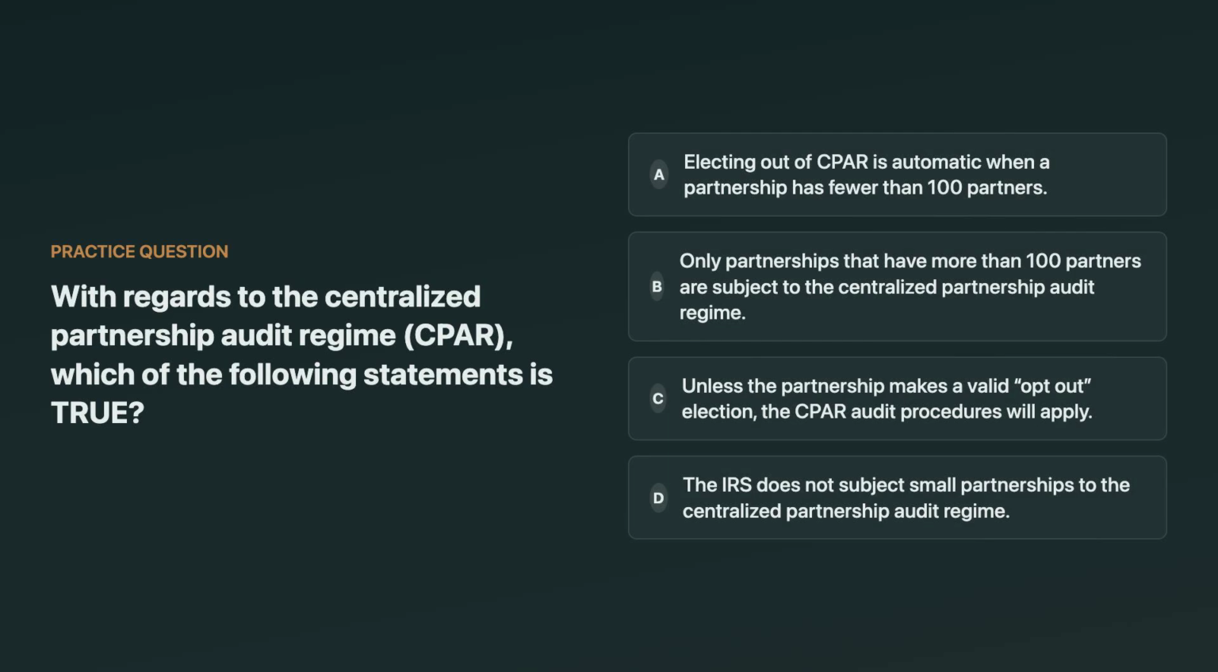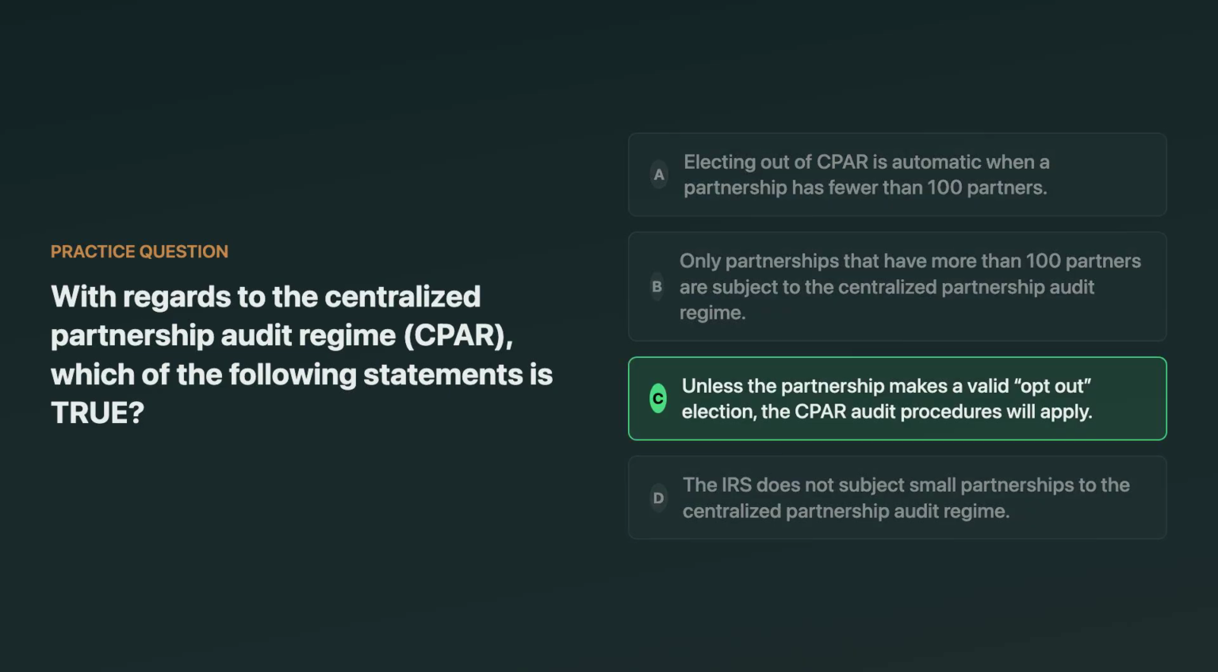With regards to the Centralized Partnership Audit Regime, or CPAR, which statement is true? Is electing out automatic if the partnership has fewer than 100 partners? Or are only partnerships with more than 100 partners subject to CPAR? Or does CPAR apply unless the partnership makes a valid opt-out election? Or does the IRS exclude small partnerships from CPAR? Think about it.